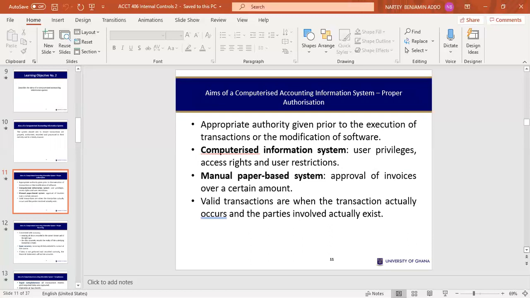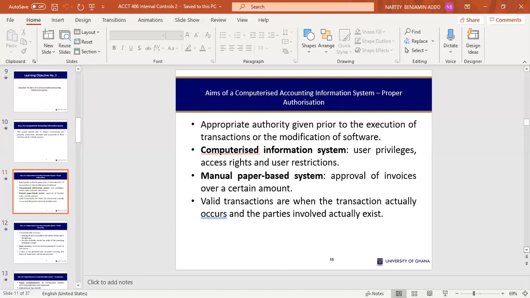Okay, so appropriate authority given. All the key areas I've mentioned, we are taking them step by step. Appropriate authority must be given prior to the execution of transactions or the modification of software. We have various software that we use, and currently we see software from SAP, and we have several models of SAP. So it is not that you go in for all models, no. If you want to acquire or procure software, there must be an authorization given for the software acquisition. Or if you want to modify your software, maybe you want to upgrade it, you need to be given authority.